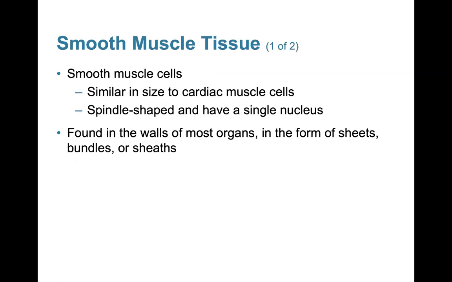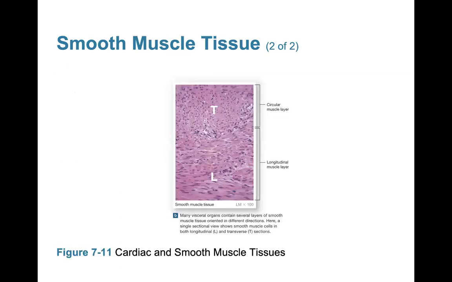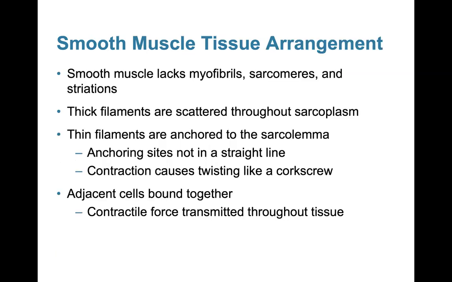Okay, so talking about smooth muscles. Smooth muscle cells are similar in size to cardiac muscle cells. They are spindle-shaped and have a single nucleus. They are found in the walls of most organs in the form of sheets, bundles, or sheaths. And here's a picture of smooth muscle. Again, we'll talk more about smooth muscle in some of the later chapters.